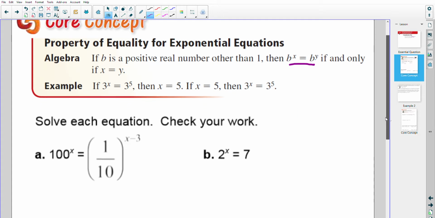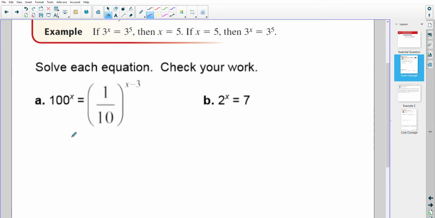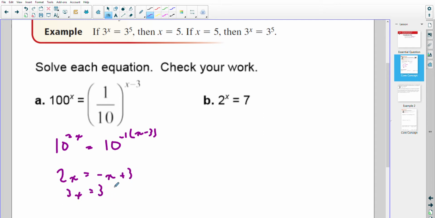And so sometimes it's hidden in the equation, such as this one. You can get both of them as base 10. So this would be 10 squared is 100. This is 10 to the negative 1. And then that's going to be times x minus 3. Now that you have the same bases, you can then say the exponents have to be the same, and I'll distribute through. Therefore, by adding x on both sides and dividing by 3, x is equal to 1.